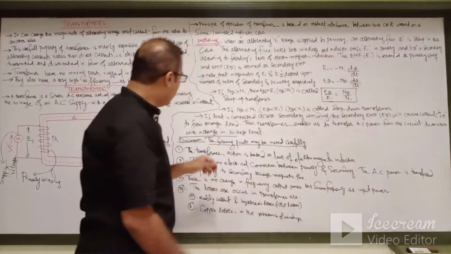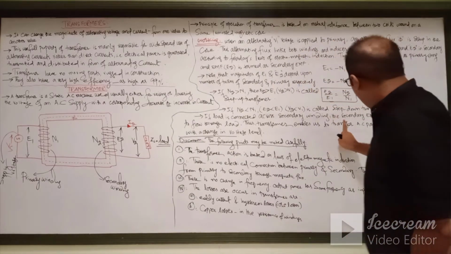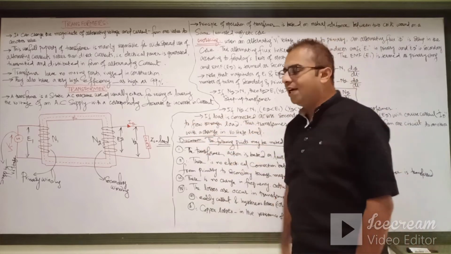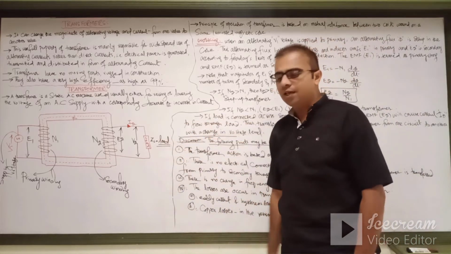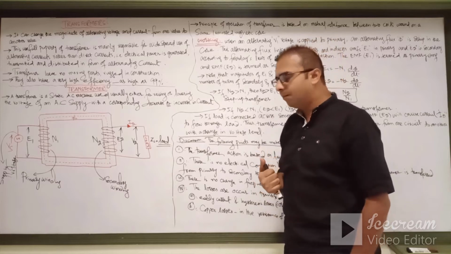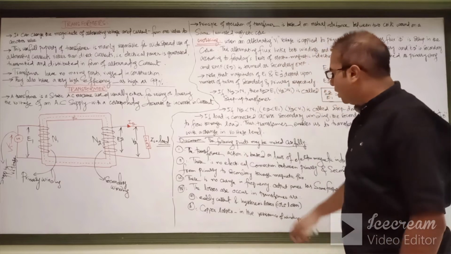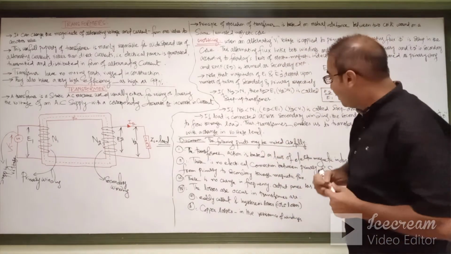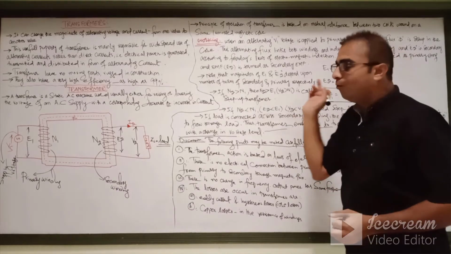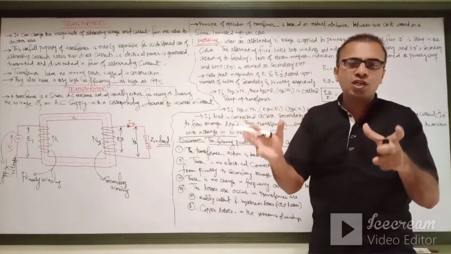Now if a load is connected on the secondary winding, the secondary EMF will cause current to flow from the secondary winding of the transformer. If you connect any kind of impedance or load, then load current will start flowing in the windings of the transformer. So, at the last, the transformer enables us to transfer AC power from one circuit to another circuit with a change in the voltage level.